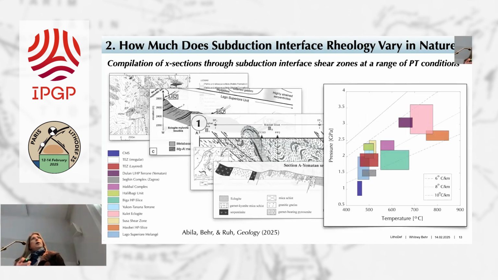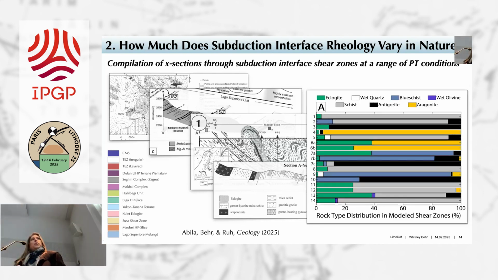These are the PT conditions of them. So they're from both relatively low temperature and relatively high temperature conditions. And right away, if we just look at the distribution of rock types within them, she broke them down into 7 potential rock types that we have good constraints on the mechanical properties for, so we can plug in the flow laws later that I'll show.